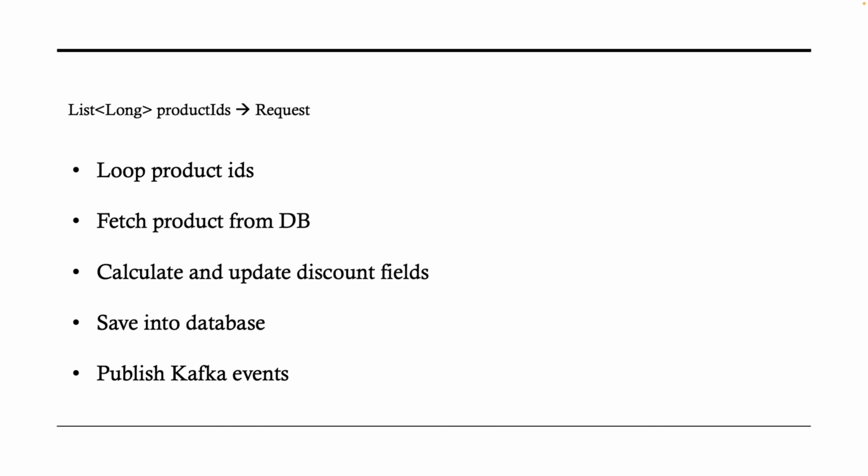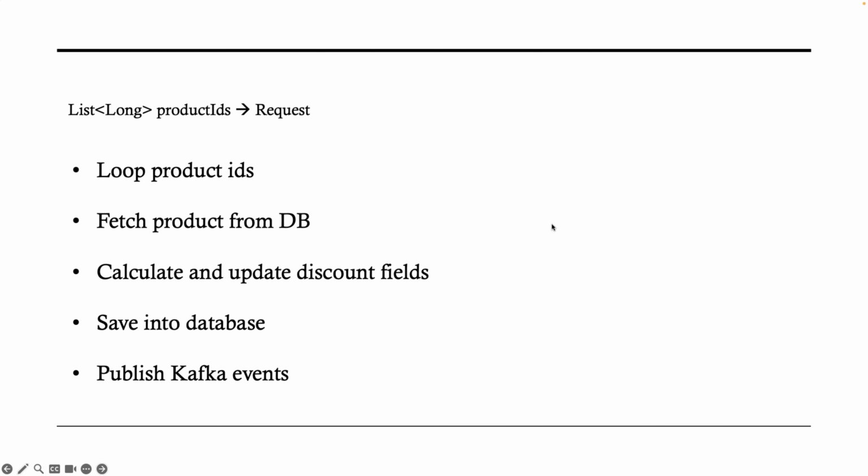So, to simplify the use case, I break it down into multiple tasks. Since you are getting bulk product IDs as part of your request, first you need to loop over them. Then, based on each ID, you need to fetch the product from the inventory database. Once you have the product, you need to calculate the discount percentage, update the field, then save into the database. Once you save into the database, you want to publish the Kafka events to the downstream. Okay, these are the simple functional blocks you can consider at this moment, the different tasks of my use case.